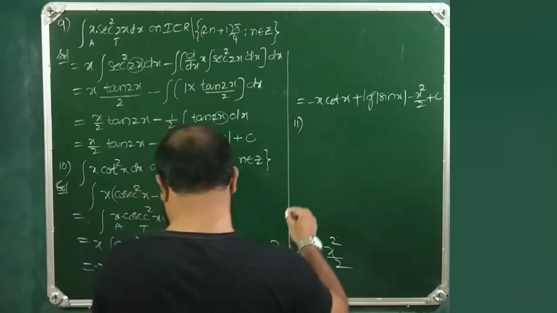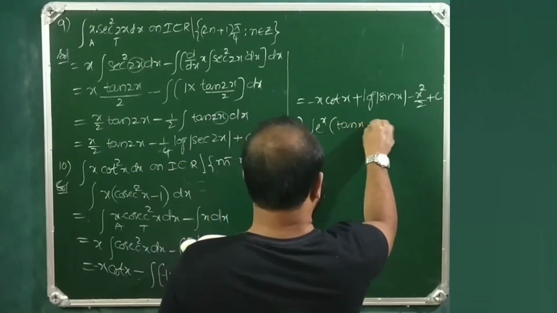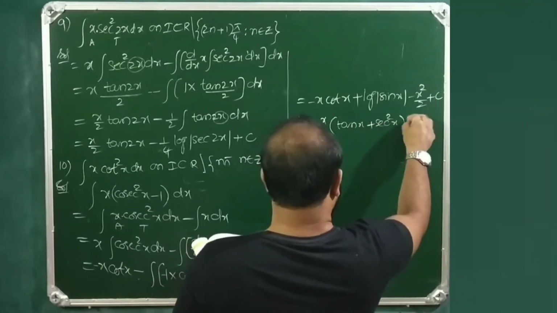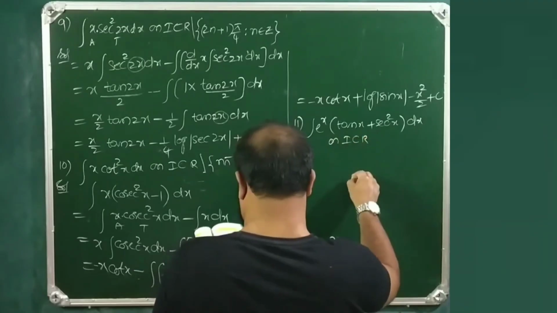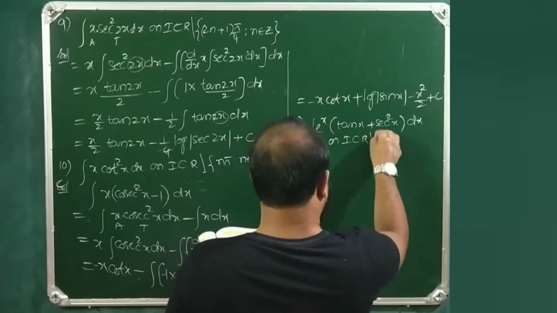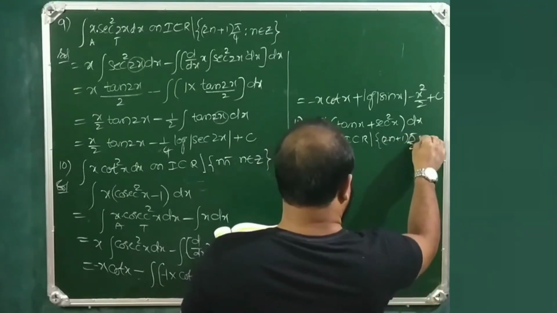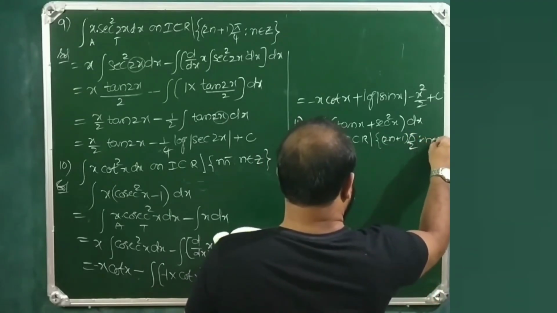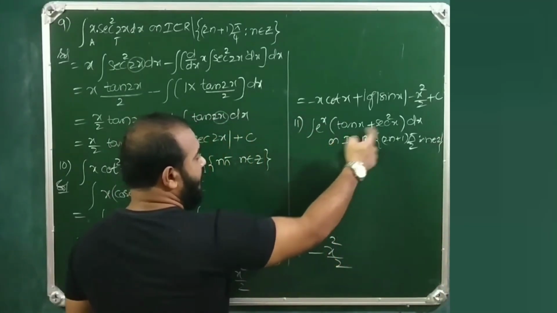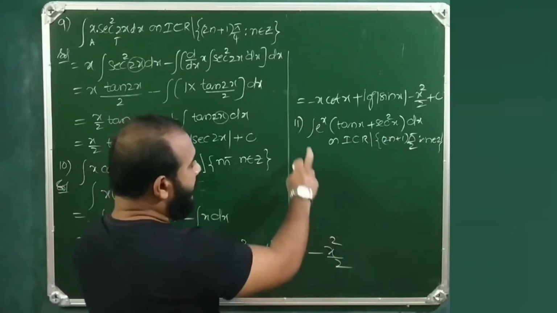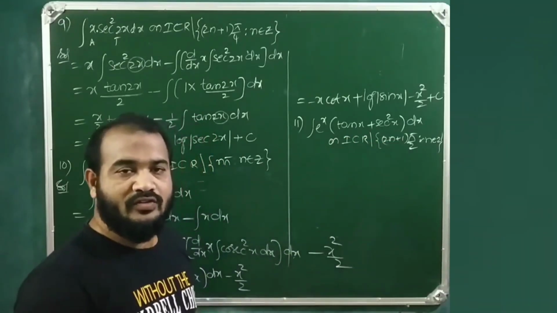Integral e power x into tan x plus secant square x dx, on I, a subset of R such that 2n plus 1 into pi by 2, n belongs to Z. So this is of the form integral e power x into f of x plus f dash x dx. So the answer is e power x into f of x plus c.